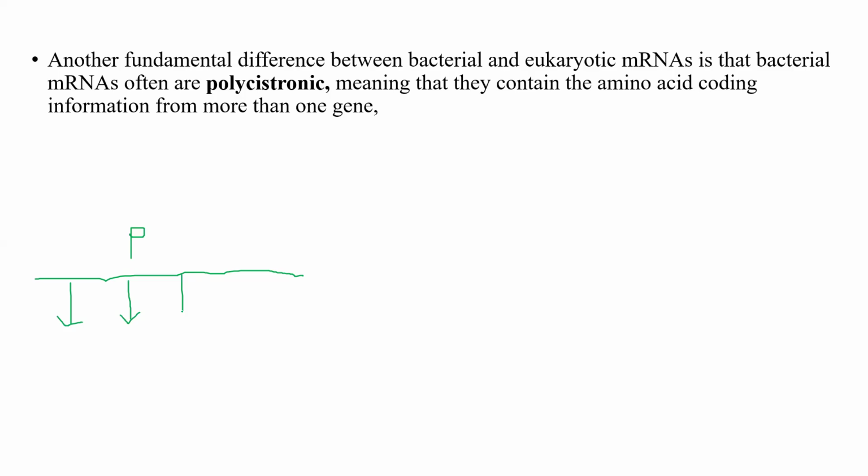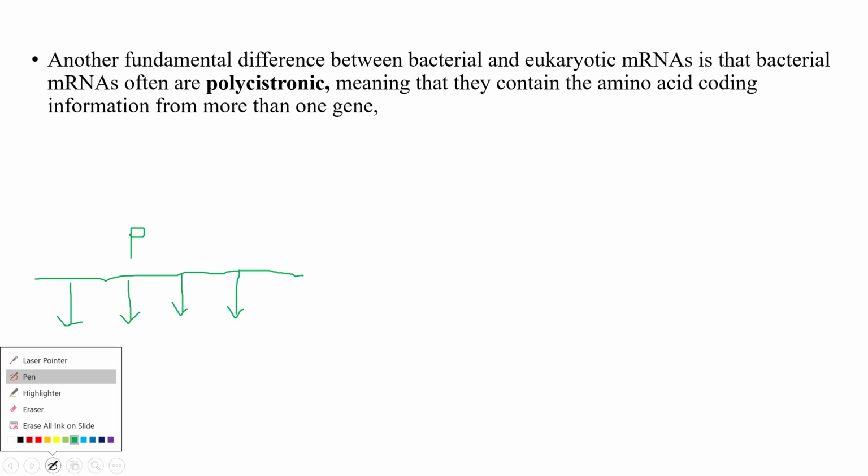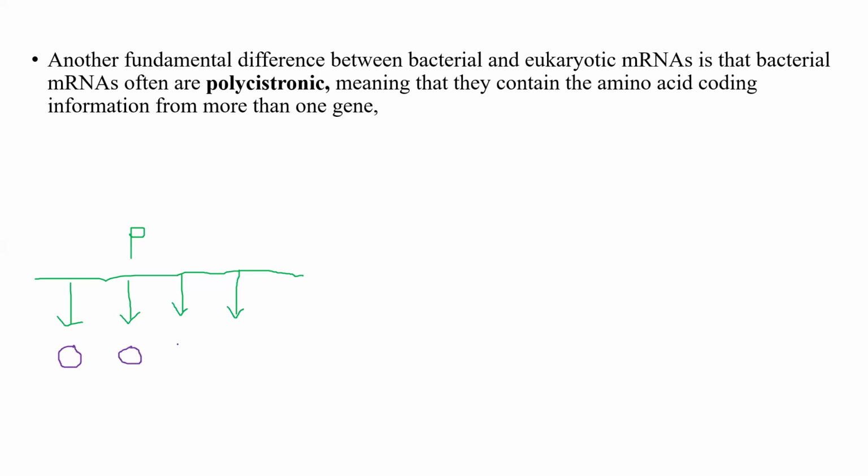Why does this happen in bacteria? We know what operons are. Operons are clusters of genes with a single promoter and a common operator sequence, and these genes are regulated together. They are transcribed and all the proteins are made, or none of them are transcribed and no proteins are made. So this is an example of a polycistronic mRNA having the amino acid coding information for more than one gene and coding for more than one protein. And bacterial mRNAs are often polycistronic.